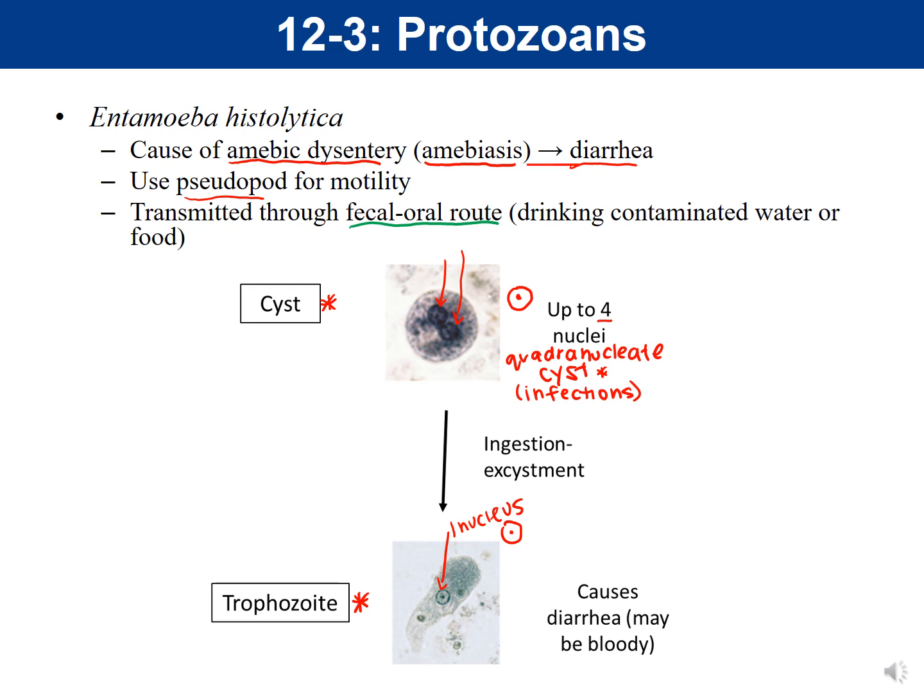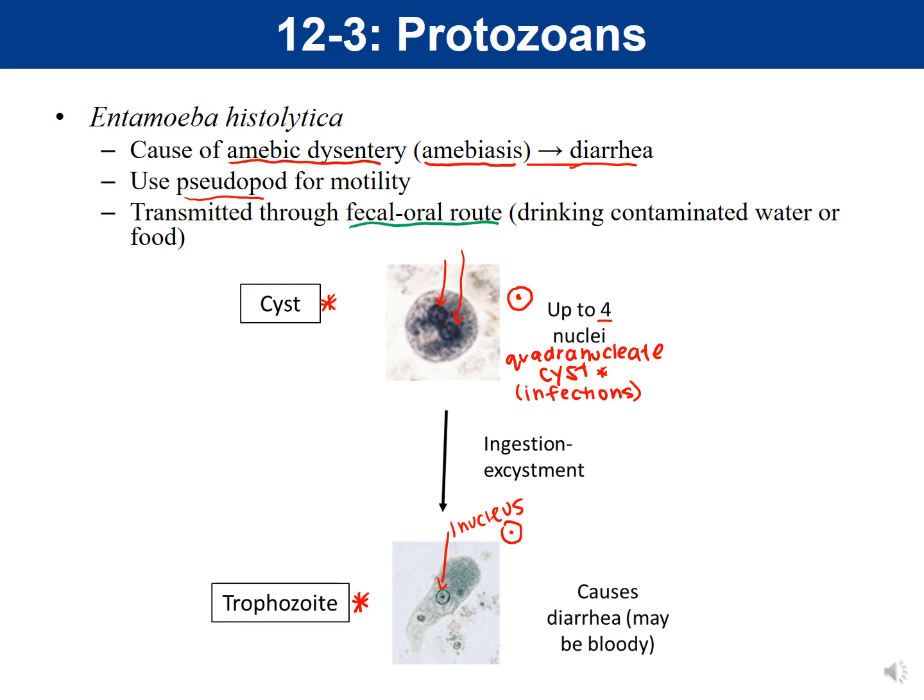So one of the things that you're going to see is if somebody is infected with this organism, in bowel movements, they are going to shed cysts. If, let's say, somebody went to the bathroom in a stream and then you happen to drink that water, well, now you're ingesting those cysts. And if it's the quadrinucleated cyst, it's going to cause an infection. And so this is fecal oral transmission.